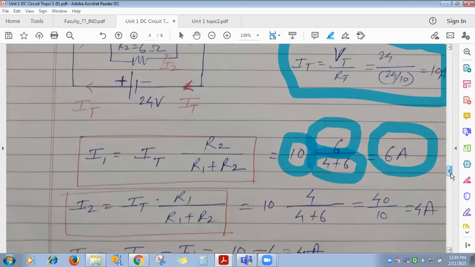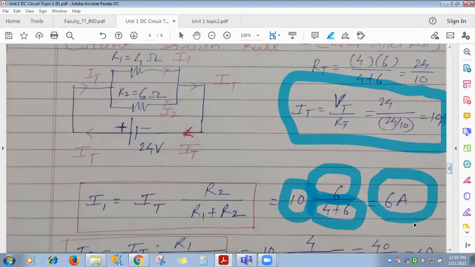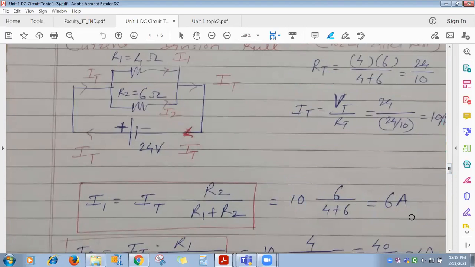Concentrate. Now I1 we got 6 ampere. How to find out I2? Instead of this formula, we can directly use Ohm's law. As we know, the voltage is 24 volts, and it goes directly towards both R1 and R2. So we can find out by V equals I R. This method would be faster.